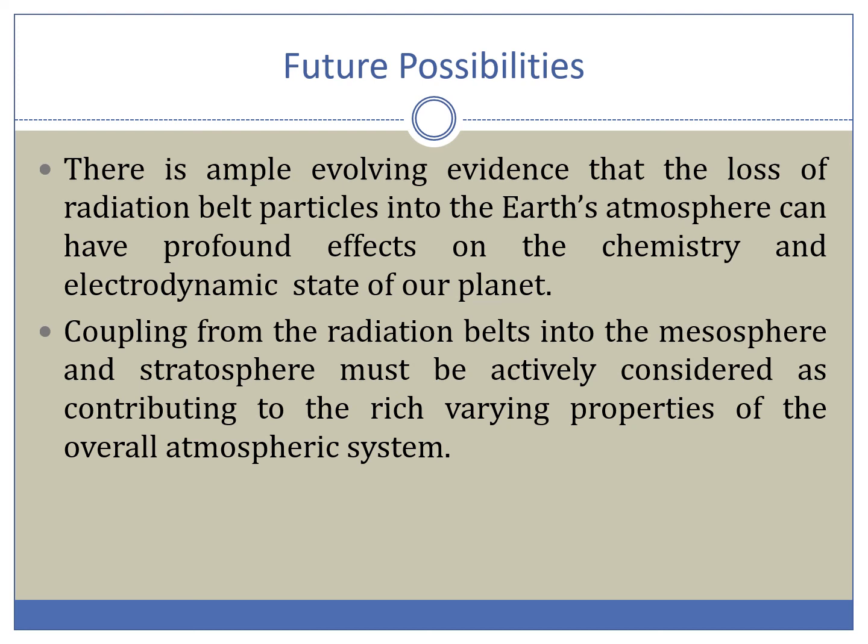More or less from the discovery of the radiation belts, it was recognized that intense population of penetrating particles could be highly damaging to electronic systems in space as well as to spacecraft, structural material, and spacefaring human beings. Quite importantly, there is ample evolving evidence that the loss of radiation belt particles into the Earth's atmosphere can have profound effects on the chemistry and electrodynamic state of our planet. This means that the coupling from the radiation belts into the mesosphere and stratosphere must be actively considered as contributing to the richly varying properties of the overall atmospheric system. This fact amplifies the importance of studying and monitoring the state of Earth's radiation belts now and in the future.